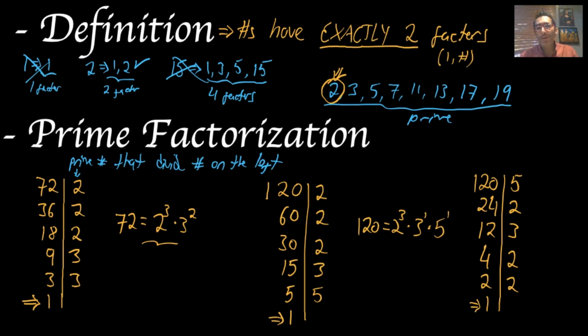Now, let me change colors here. Let's get the prime factorization. We said here 120 is equal to 2 to the power of 3. Check that. We have 1, 2, 3 number 2s, right? So it's the same, 2 to the power of 3. Times 3 to the power of 1. We have 3 only once. And 5 to the power of 1. That means that we only have one 5 right here. So it doesn't matter the order.